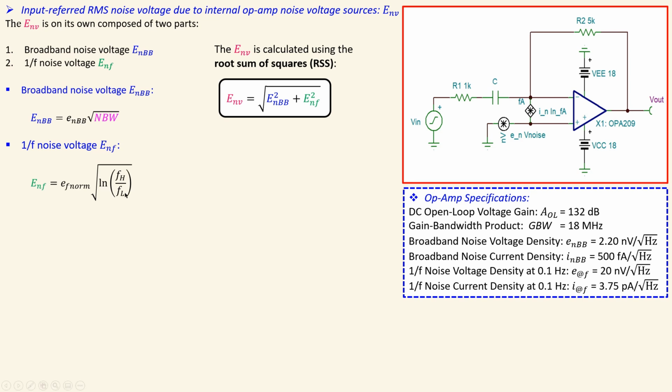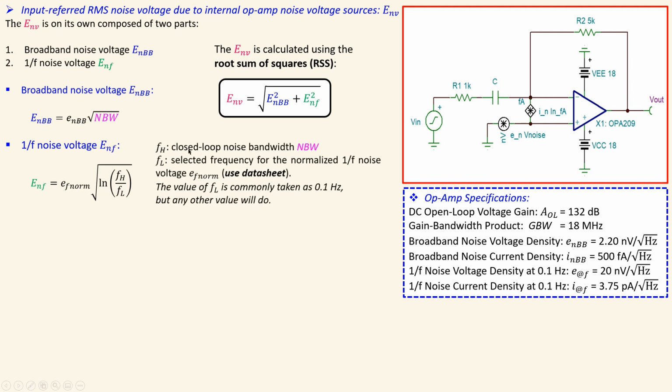The FL is at some specific frequency. It's most of the time taken as 0.1 Hz, and this is a parameter we need to calculate in the next steps. So FH, again, the closed loop noise bandwidth, is here 4.71 megahertz. This is a selected value, so any other value will do in that region, which is frequency dependent, or the 1/f noise part. And that FL is here 0.1 Hertz, because it is most of the time commonly taken as 0.1 Hertz. Okay, that's now the broadband and also the 1/f noise parts.